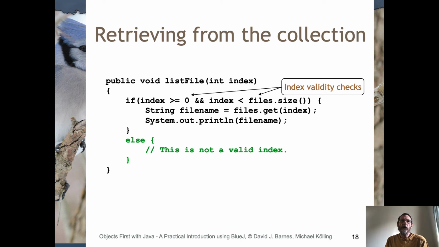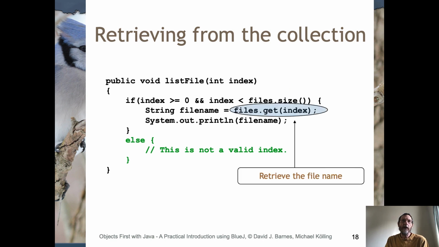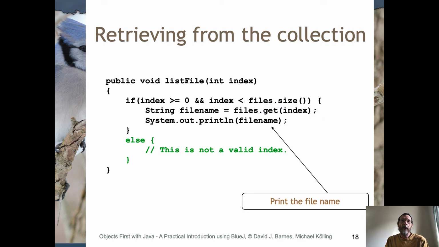So we check that index value, and as long as it's both greater than or equal to 0 and strictly less than the size of the collection, the number of items in the collection, then we can pass that value into the get method of the array list, and it will return for us the particular string, in this case, that's stored at that index. And here we choose to store a reference to that string in a local variable called filename, so that in the next step we can then print out the name of the file that was returned at the given index.